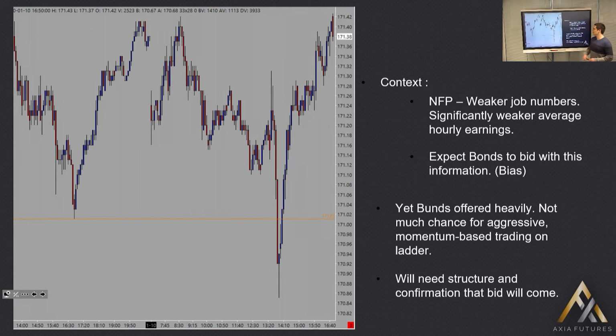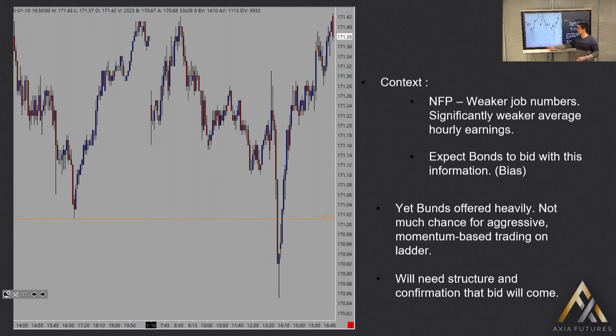But if you traded long instantly just after the data was released, you would have been offside, and you eventually would have had to puke the position. But you're still in the game, and you want to get long because it's good data to trade off. But now, as I said here, you'll need structure and confirmation that a bid will actually come, because we've done the exact opposite of what we should have done. So this probably is not an environment where you just want to take momentum-based trades on the ladder, because that version of events didn't play out.